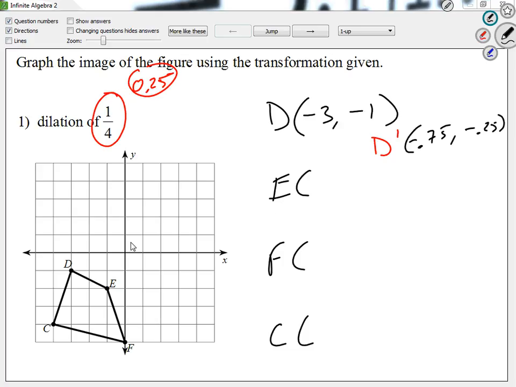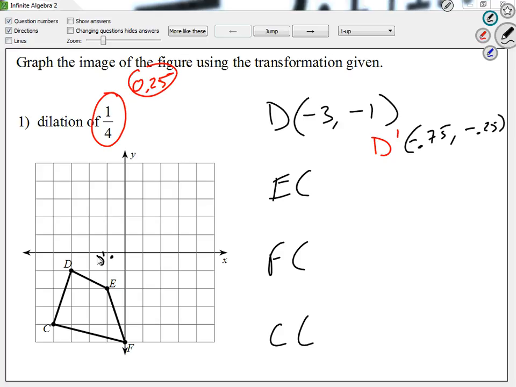And when I graph it, I know -0.75 is almost -1. Not quite, so I don't get all the way to -1. And -0.25, it's about there. So that gives me my D prime.